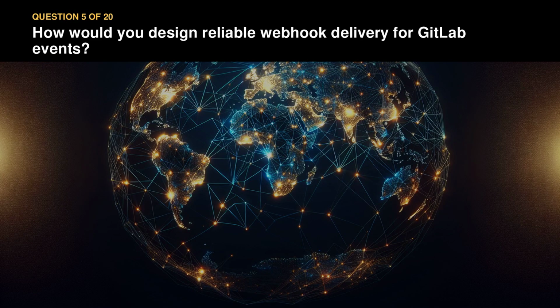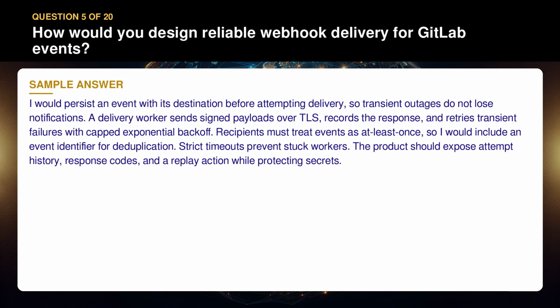Question 5. How would you design reliable webhook delivery for GitLab events? I would persist an event with its destination before attempting delivery, so transient outages do not lose notifications. A delivery worker sends signed payloads over TLS, records the response, and retries transient failures with capped exponential backoff. Recipients must treat events as at least once, so I would include an event identifier for deduplication.